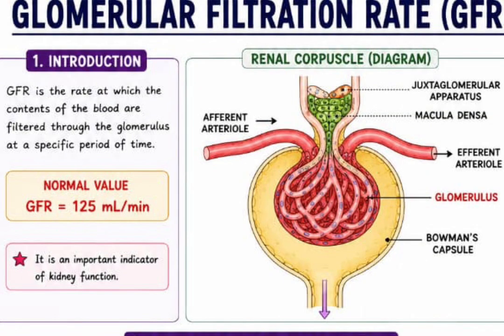You can see the diagram of the renal corpuscle. The renal corpuscle is made up of the Bowman's capsule and the glomerulus. So you see the glomerulus is inside the Bowman's capsule. When blood enters the afferent arteriole, you can see the arrow, it passes to the glomerular capillary and into the Bowman's capsule. The liquid that cannot enter will leave through the efferent arteriole.